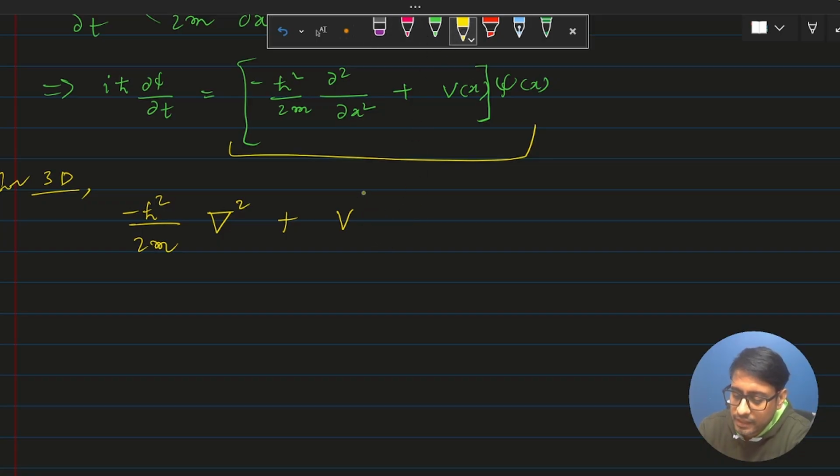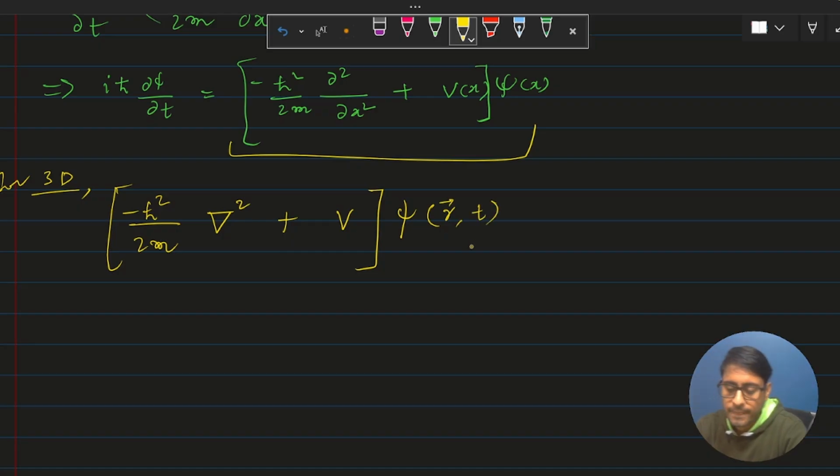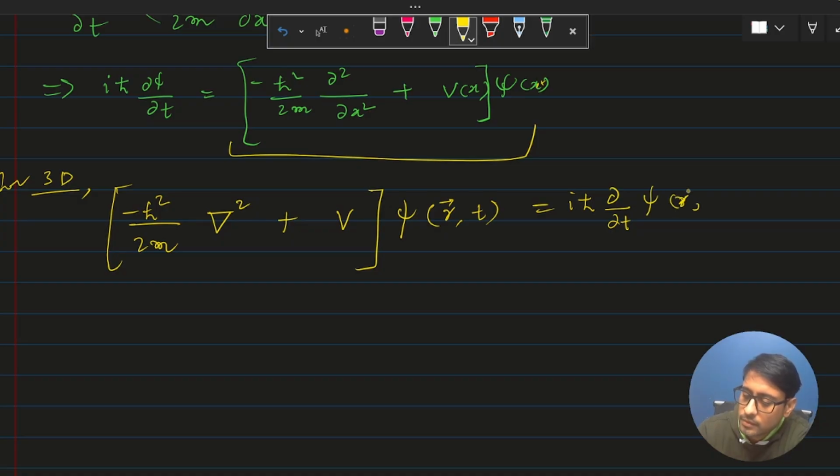Then this V, and then psi will now not just be a function of x but a function of the position vector r and the time t. So here also the t is embedded. And this will be equal to i h bar del over del t of psi(r, t).